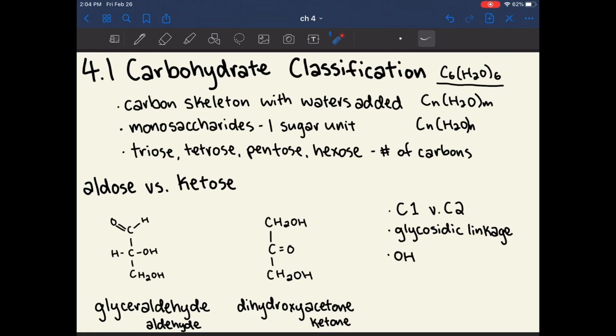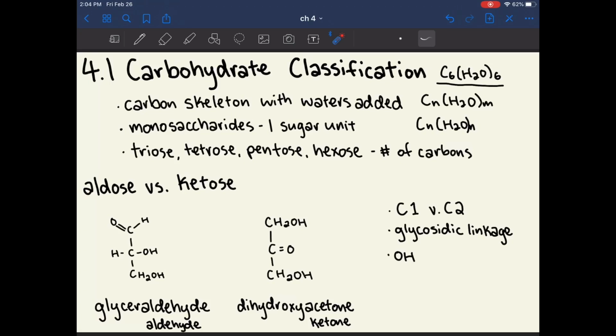The second fundamental difference between the different types of sugars is between an aldose and a ketose. So if you remember from organic chemistry, as these names suggest, aldoses will have aldehydes and ketoses will have ketones. So here I've drawn the most basic aldehyde and the most basic ketone. These are both trioses because they only have 3 carbons.